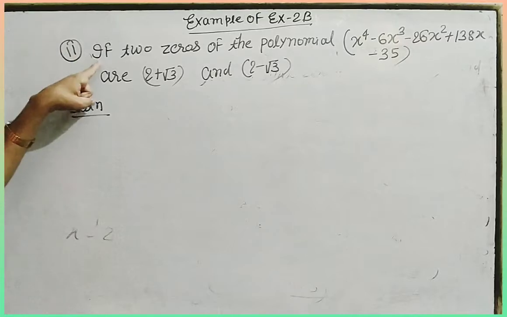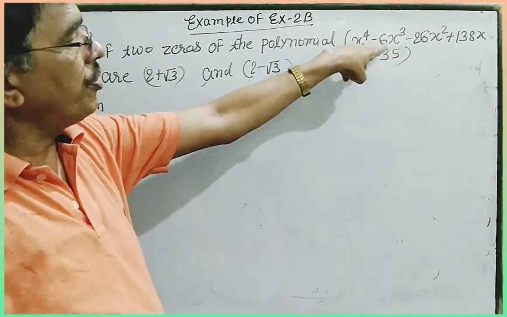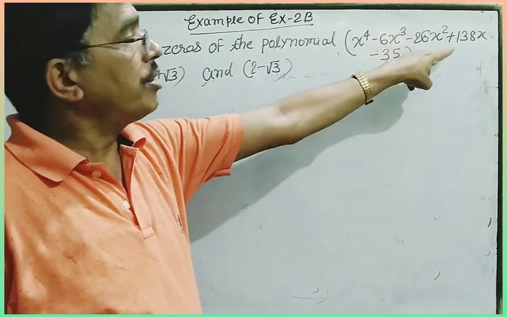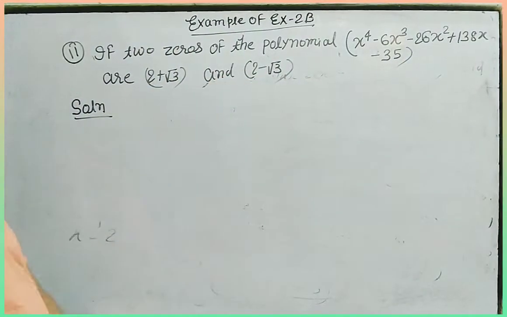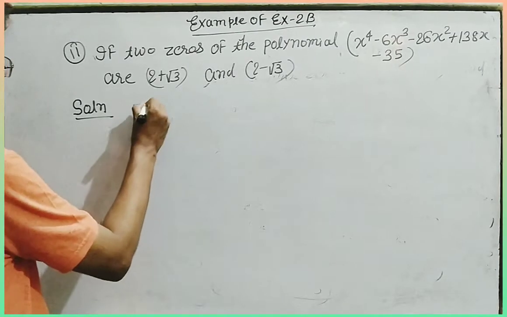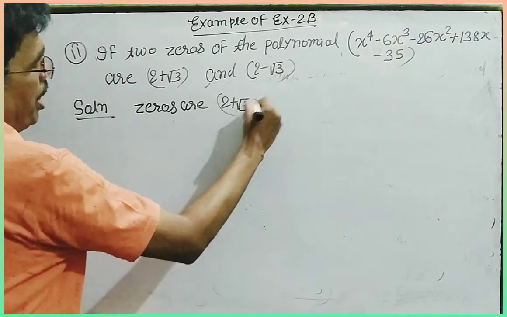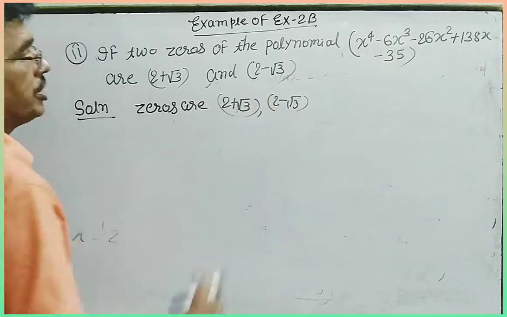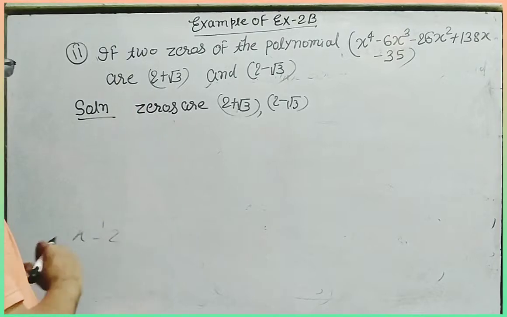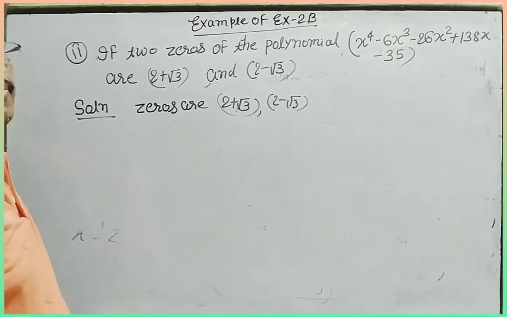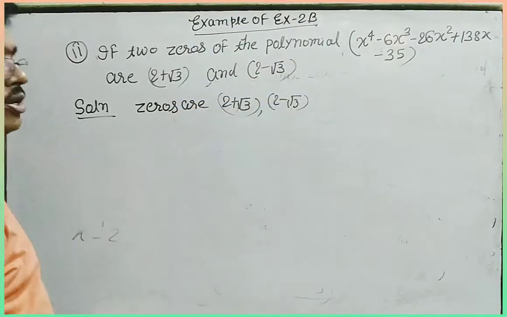The next question is: if 2 zeros of the polynomial x to the power 4 minus 6x cube minus 26x square plus 138x minus 35 are 2 plus root 3 and 2 minus root 3. That means the zeros are 2 plus root 3 and 2 minus root 3. There are 2 zeros given. The degree of this polynomial is 4, so it is clear it has 4 zeros. 2 zeros are given and you have to find the 2 remaining zeros.